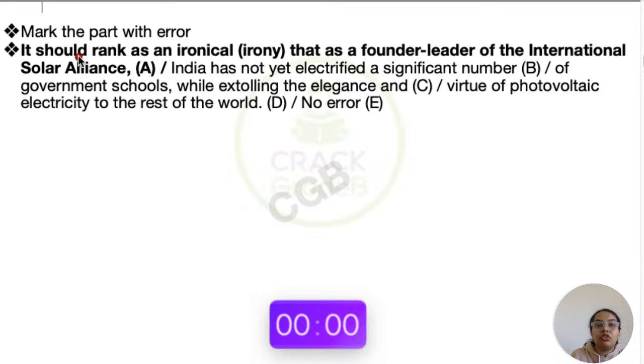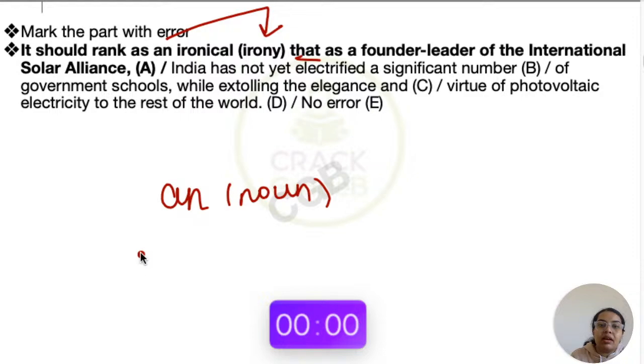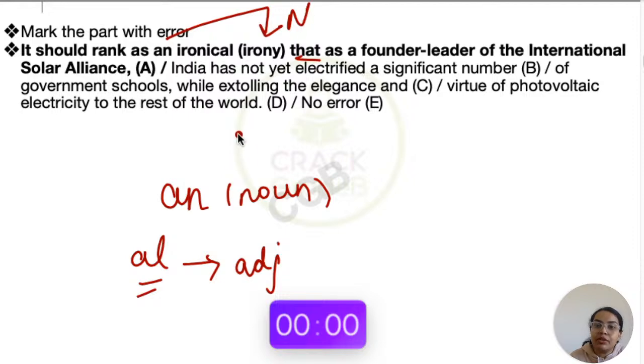It should rank as an. An will definitely have a noun posted. Now this noun can have some adverbs and adjectives before accordingly. But यहाँ तो और कुछ है ही नहीं, सीधे that है. So as an irony, the words that end in al, okay, clinical, ironical, personal, these are from the family of adjectives. So I cannot use ironical. It is going to be an irony. Okay, the correct form was noun to be used.